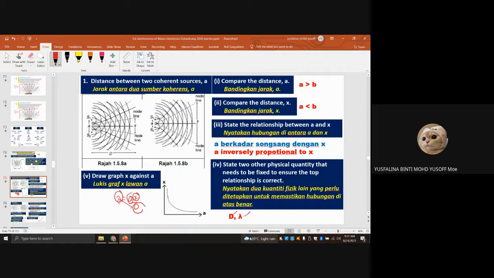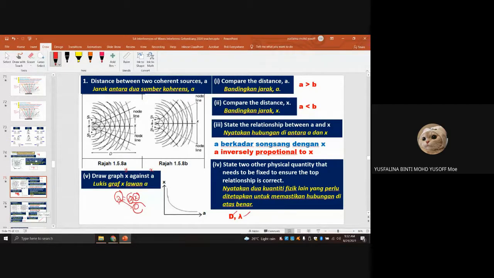Then you have to draw the graph of X against A. You already mentioned that X is inversely proportional to A, so this is the graph for inverse proportion. Remember, when they ask you to draw a graph, it is y-axis against x-axis. So the y-axis is X, and the x-axis is A. Remember, it must be y against x. So that is for distance.